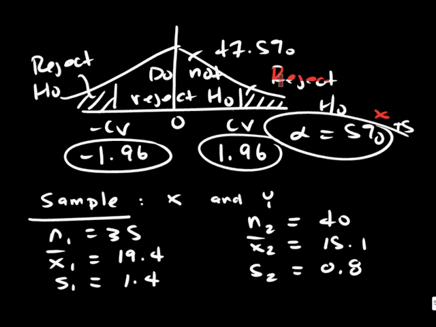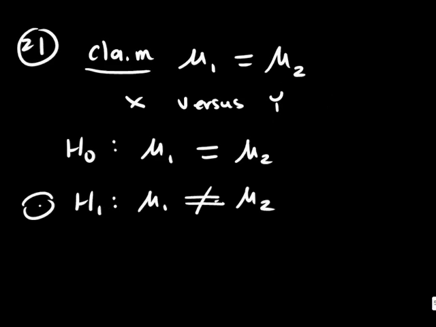Now rejecting the null in some sense says we accept the alternate, but what this really means is that the sample does not support the claim that the means are the same. What this sample suggests is that the means are not the same.